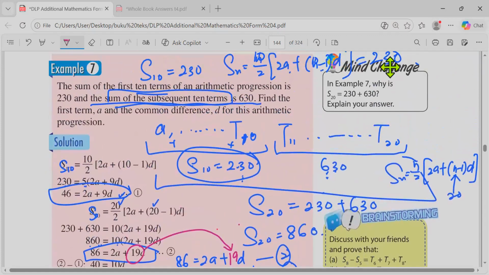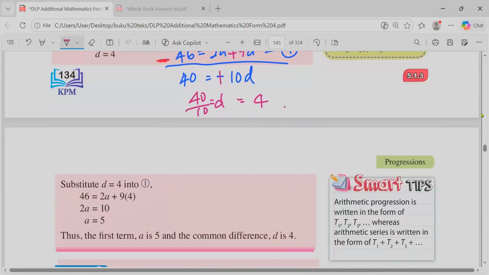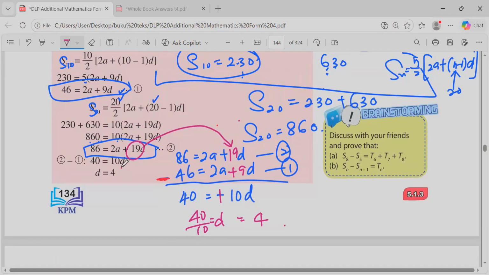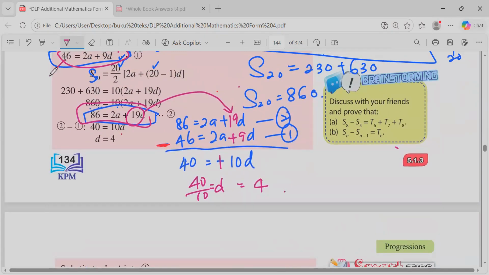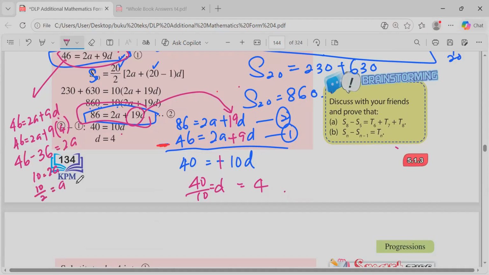So look at the question, what he wants. He wants D only. If he wants A, he wants A also. So you substitute D equal to 4 inside the equation. Okay, substitute the D inside the equation. So you get A. Any equation you have, this one. So A, substitute D inside. So okay, 46 minus 36. So I get 5.